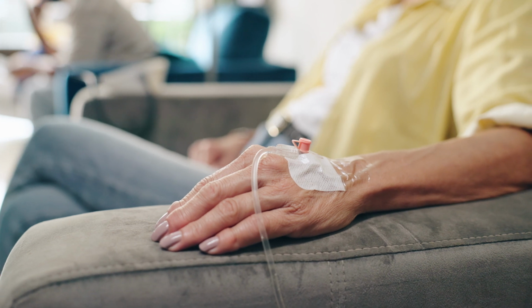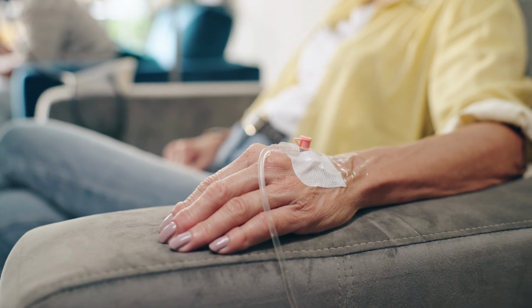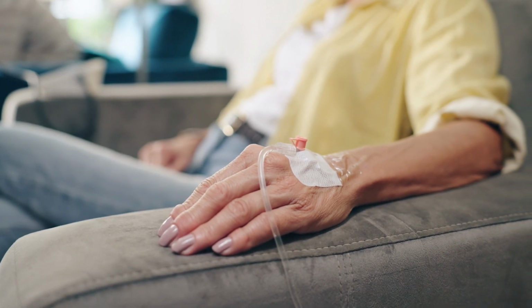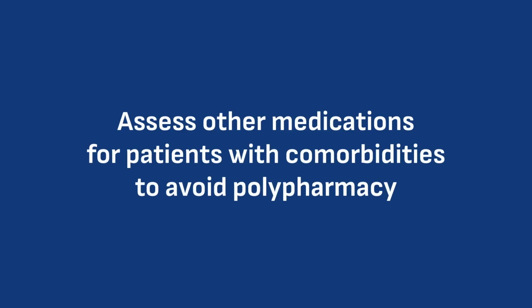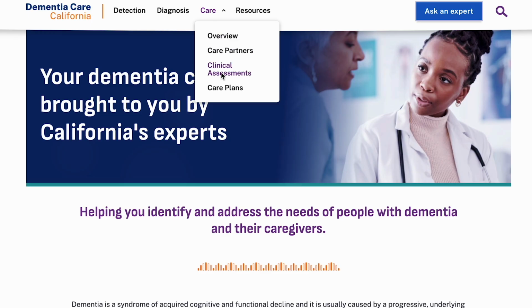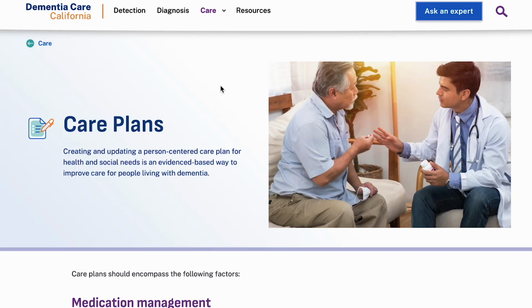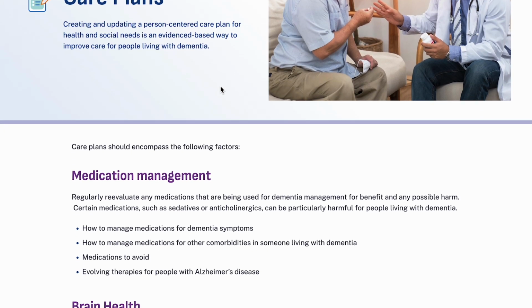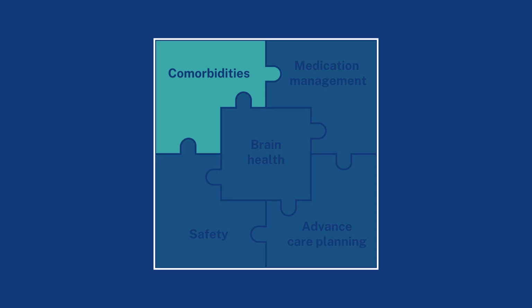Now let's talk about medication management for dementia specifically. There are many evolving therapies for people with Alzheimer's disease, and some patients may now be candidates for monoclonal antibody treatments meant to remove amyloid plaque from the brain. It is critical to assess other medications for patients with comorbidities to avoid polypharmacy. Each case is unique, so please see our website resources on medication management in dementia, including when to refer your patients for novel treatments.